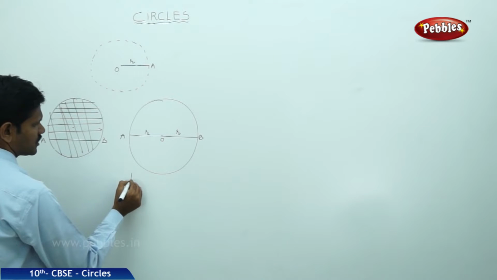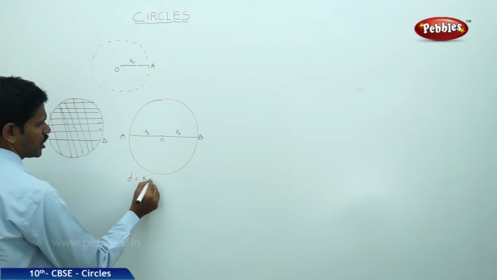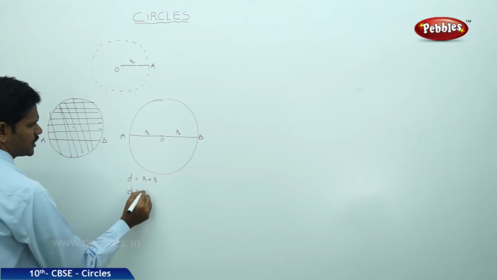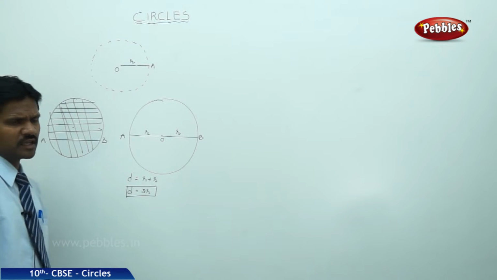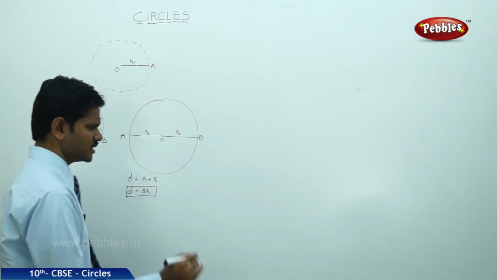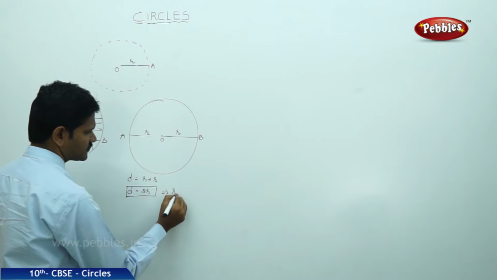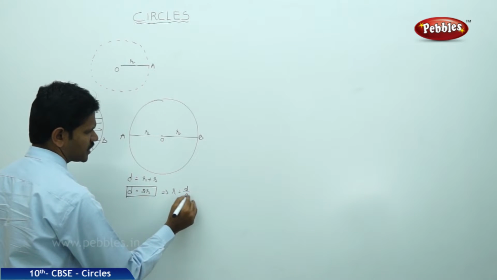That is, diameter is equal to r plus r. Diameter is equal to 2r. That is, the diameter of a circle is 2 times the radius, and the radius of the circle is half of the diameter.